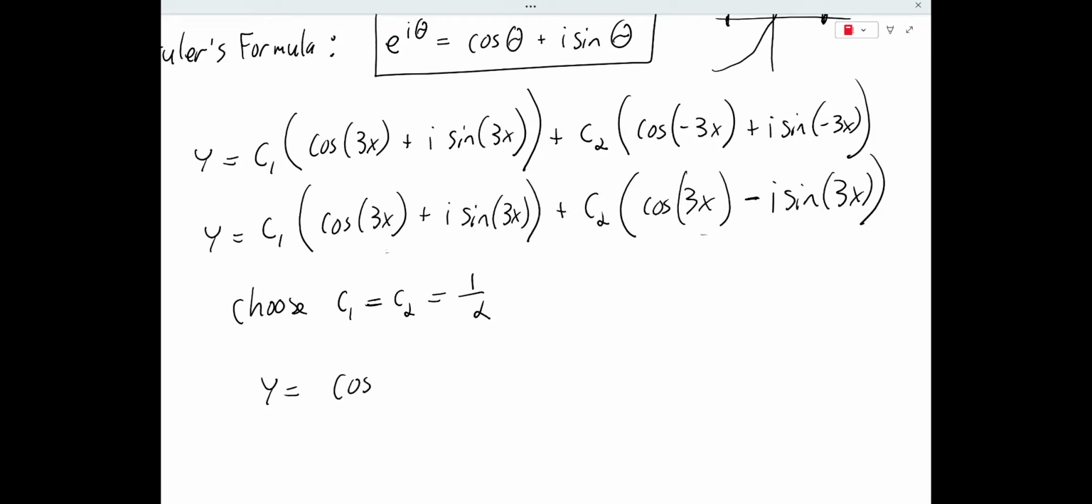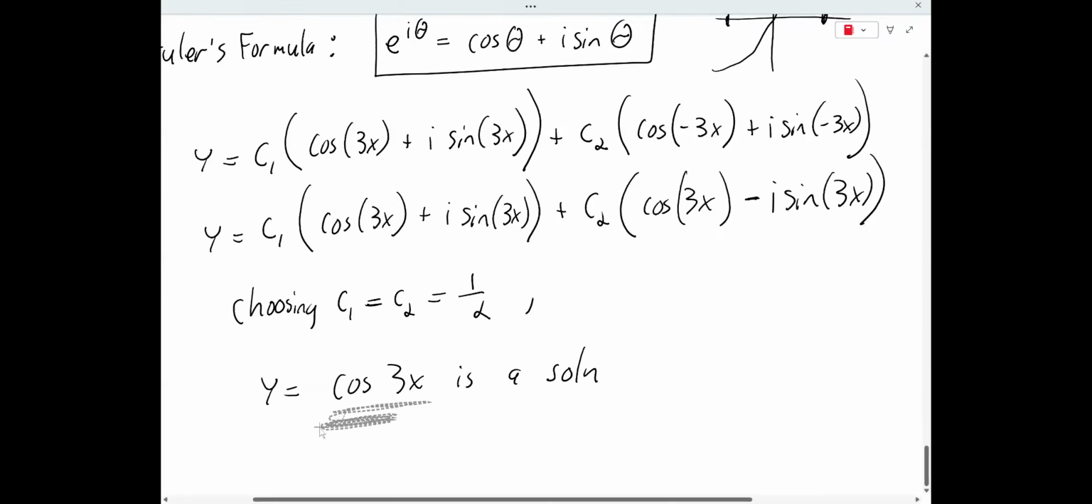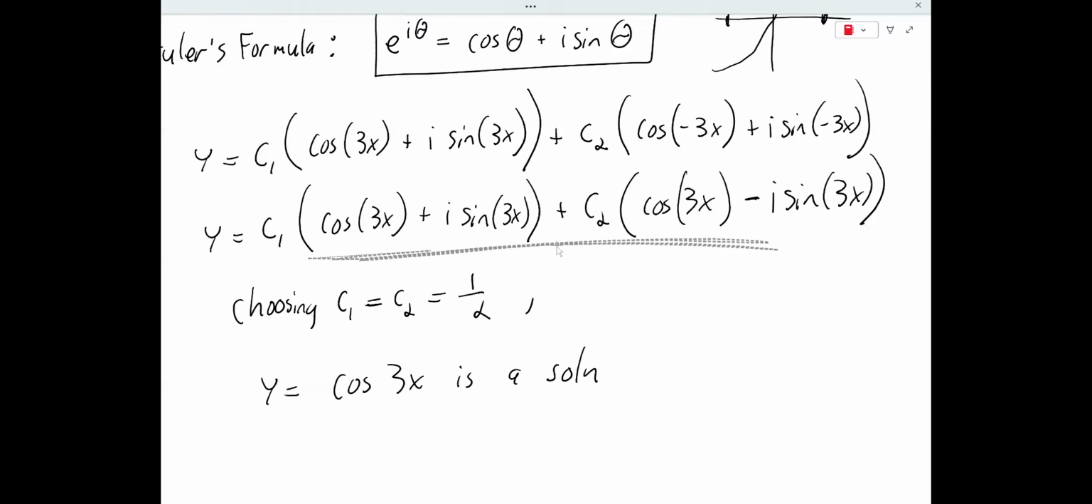If you choose this here, I get this solution here. Cosine 3x is a solution, because this is the general solution, so all the solutions are here. If I choose C1 and C2 as 1/2, this is one of the solutions too, cosine 3x. So that's a solution out of the general solution here.